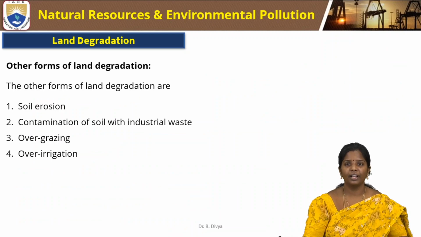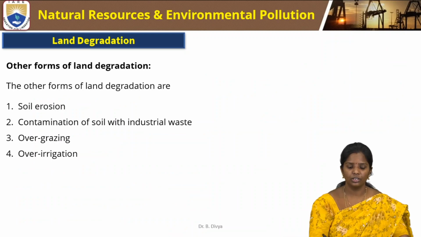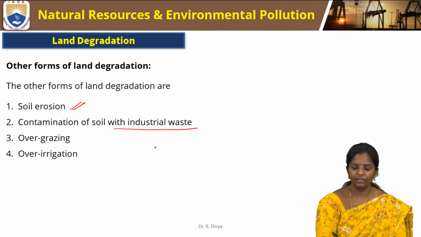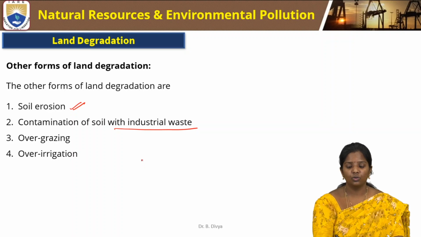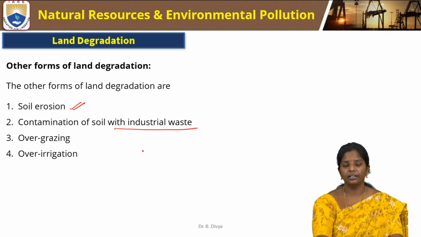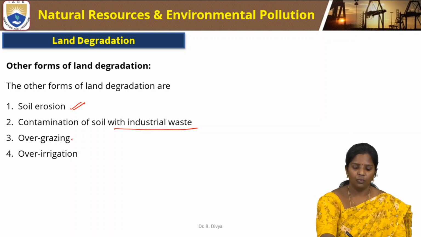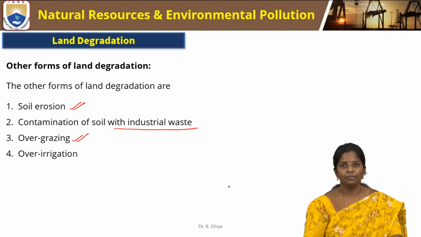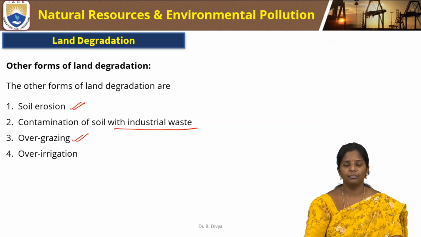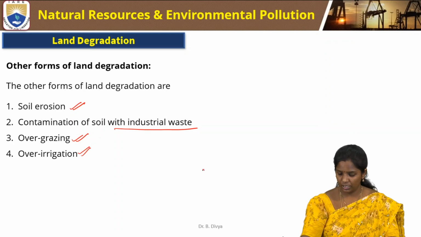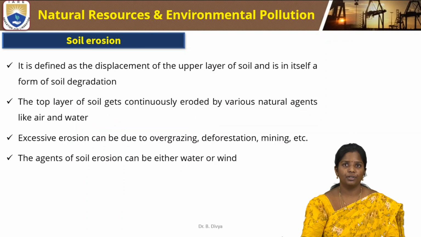Other forms of land degradation are soil erosion, that is, washing of soil, and contamination of soil with industrial waste. The waste generated from the industries has to be recycled properly, otherwise that will contaminate the soil. Then overgrazing: too many animals grazing on the same land also spoils the land. Over-irrigation on the same land also spoils or degrades the land.